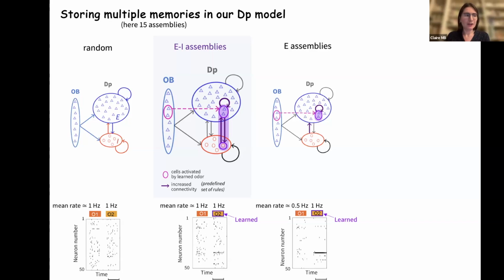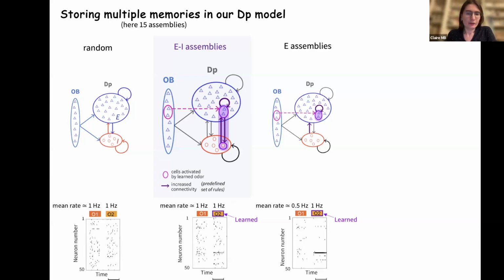But as I mentioned briefly in the introduction, this unspecific increase in inhibition will affect the activity in response to novel odors, which you can hopefully appreciate here in the spike raster plot. The mean firing rate in response to odor 1 will be divided by 2. So instead of being 1 Hertz, it will be 0.5. And this affects considerably the detection of novel odors. So now we have a memory network.